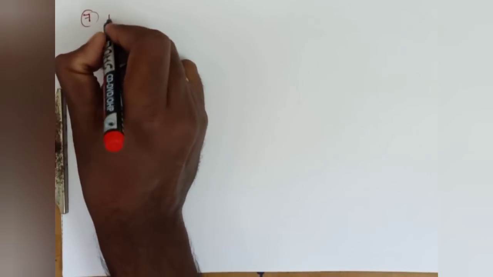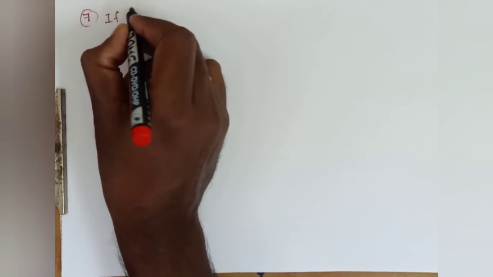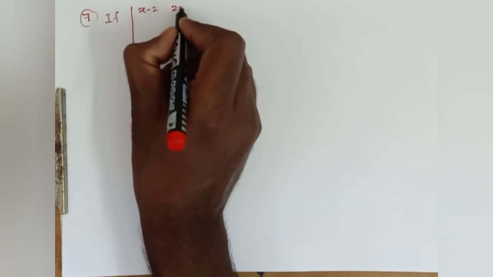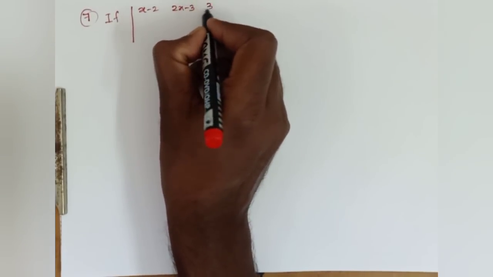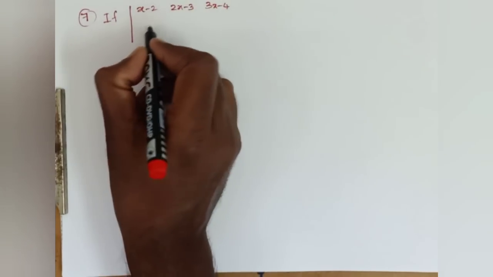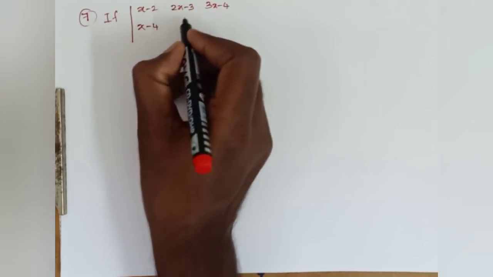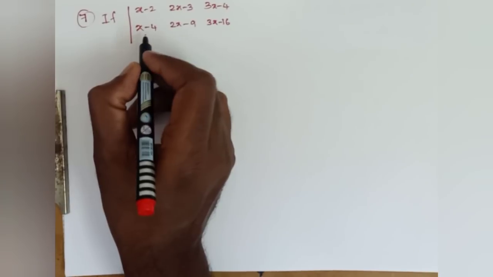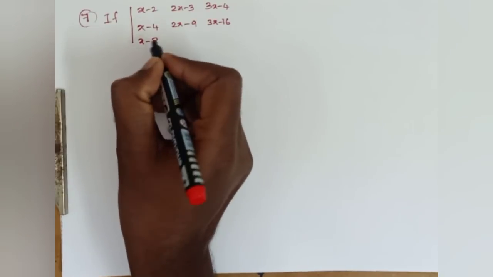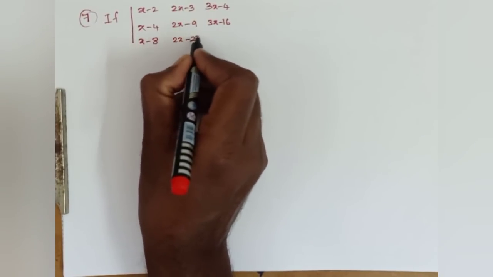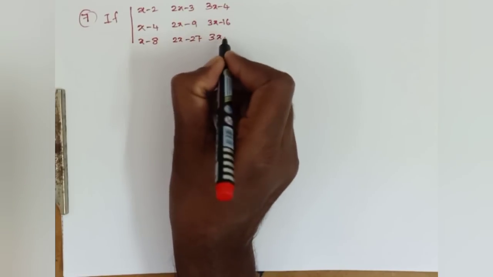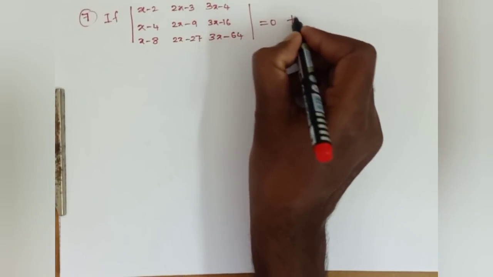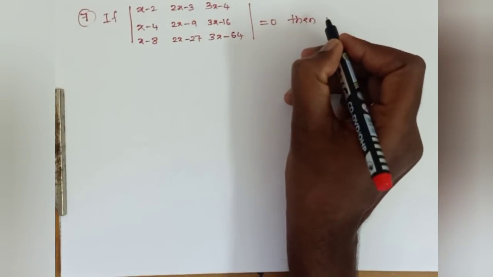Seventh one: if the determinant of x minus 2, 2x minus 3, 3x minus 4, x minus 4, 2x minus 9, x minus 8, 2x minus 27, 3x minus 64 is 0, then find the value of x.